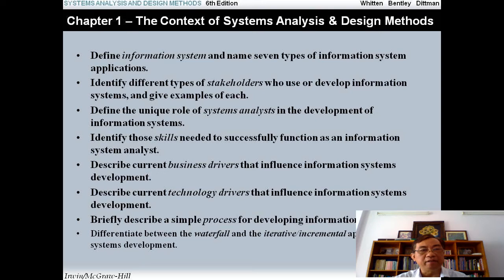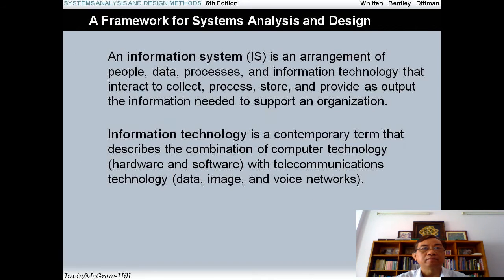I will briefly describe a simple process for developing information system. I will differentiate between the waterfall and the iterative or incremental approach to system development. A framework for system analysis and design.